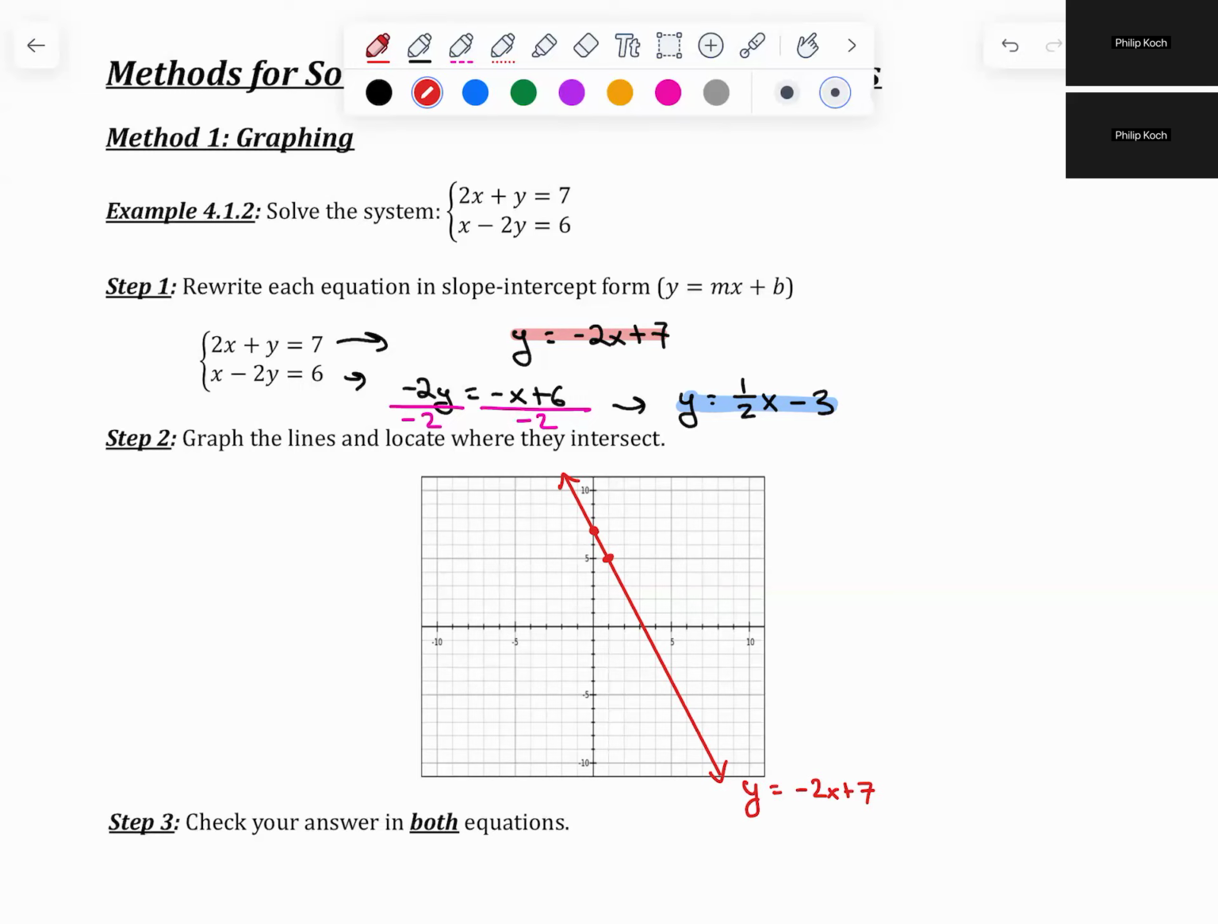Similarly, for y equals 1/2 x minus 3, that has a y-intercept of negative 3. Plot that point. And it has a slope of 1/2, so that's a rise of 1 over a run of 2. So we'll go up 1, to the right 2 to find the other point at 2 comma negative 2, right there. And then we will connect those 2 points with a line.